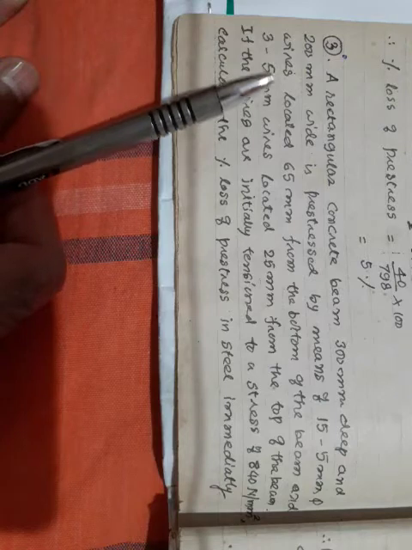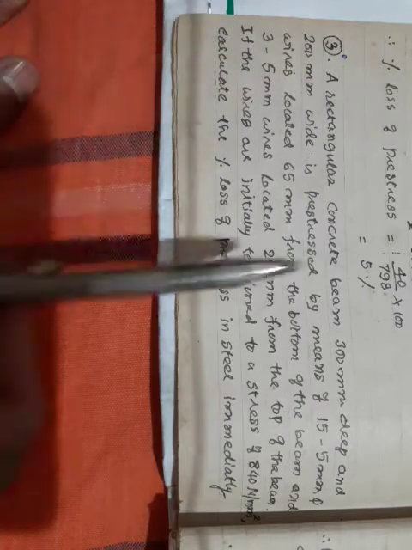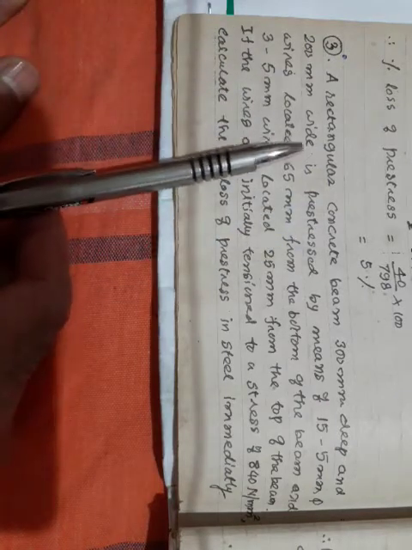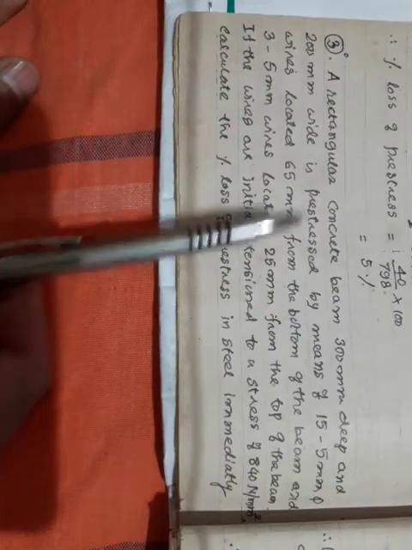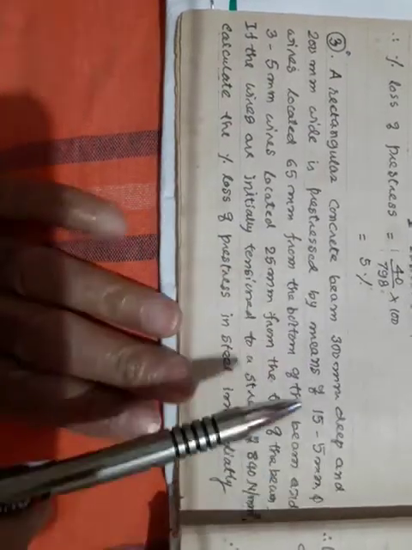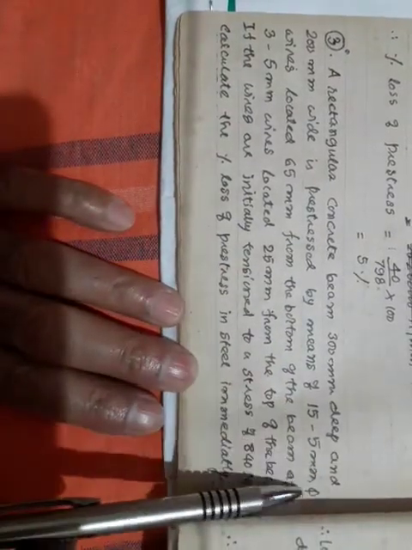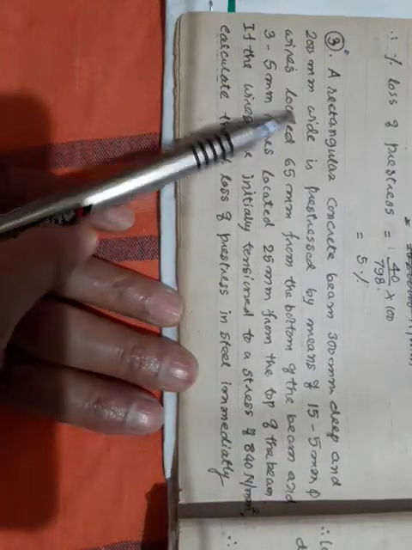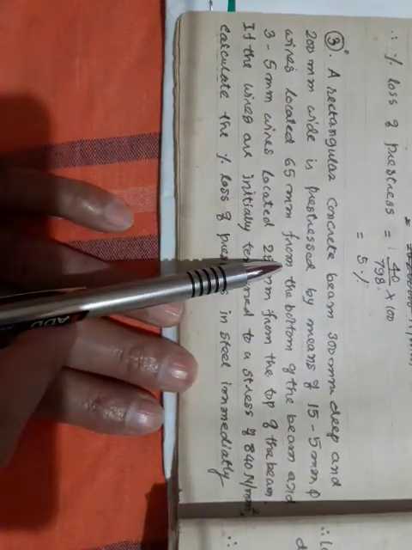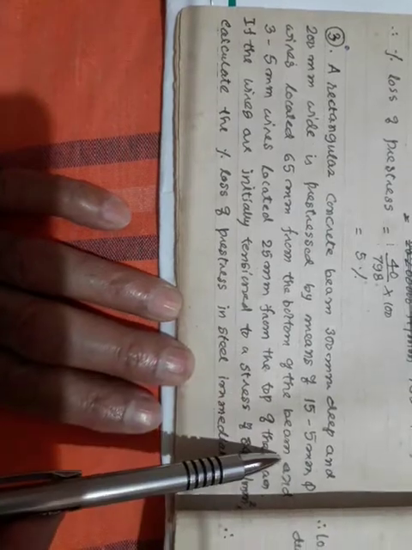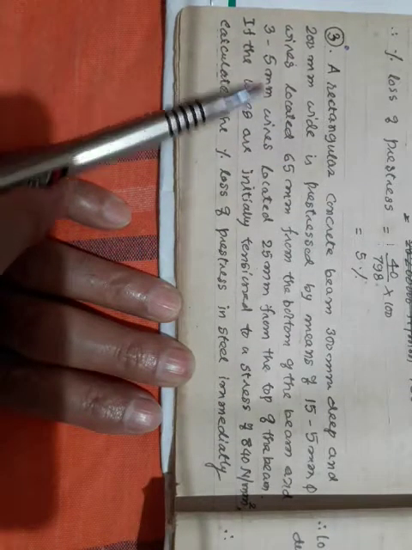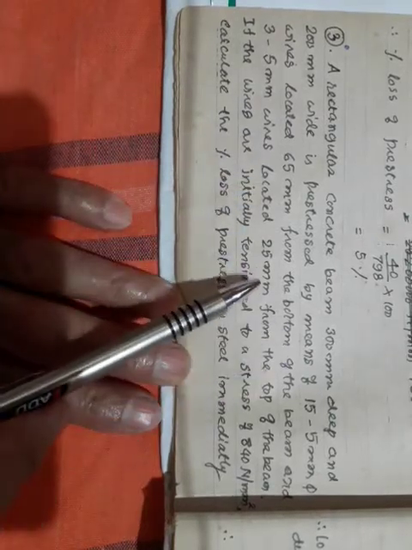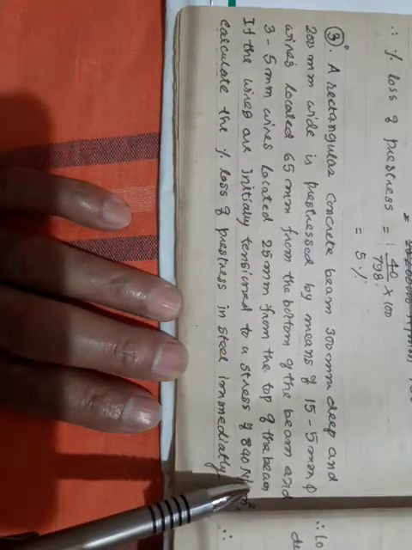Now we'll go to another problem on elastic shortening. I will read it now. A rectangular concrete beam 300 mm deep and 200 mm wide is pre-stressed by means of 15 wires of 5 mm diameter, located at 65 mm from the bottom of the beam, and three wires of 5 mm diameter located 25 mm from the top of the beam.